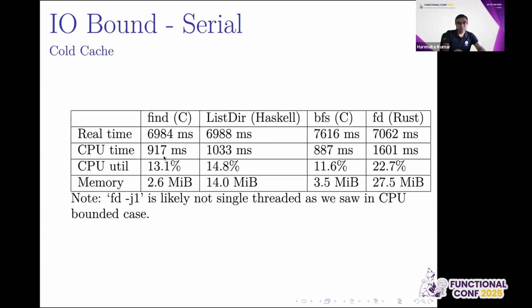So CPU time, we can see the best timing CPU time is BFS, even though its total time is more. Then find is 917 milliseconds, list-dir is 1000. Rust is the worst, 1.6 seconds here. So not sure why it is not performing as well as others. But FD -j1 is likely not single threaded. So there's something wrong with its FD -j1 option.